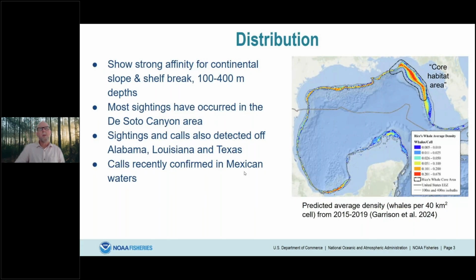Distribution-wise, Rice's whales show a strong fidelity for waters along the coast, the continental slope and shelf break in the 100 to 400 meter depth range. Most sightings have occurred in the DeSoto Canyon area, but sightings and calls have also been confirmed offshore of Alabama, Louisiana, and Texas, also in this 100 to 400 meter depth range typically. Calls were recently detected in Mexico for the first time, which is consistent with spatial density modeling that shows areas of good habitat in the southern Gulf.